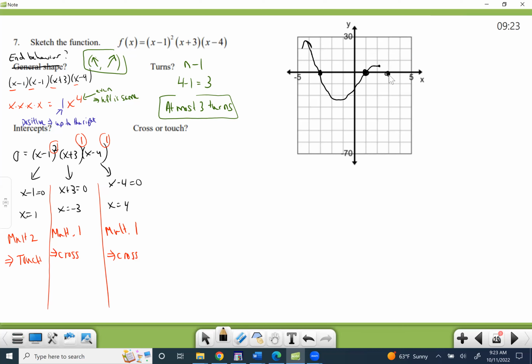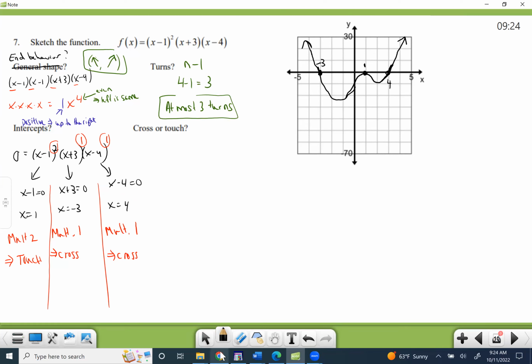Sorry, I got a little bit off here. Okay, so 1 and 4. It's one, that's the touch point, right? So I'm going to go to one and touch there, and then I'm going to cross through 4. Let me just recap. X equals one is going to be a touch. You go to where X equals one, it indeed looks like we just touched. X equals -3 and X equals 4 are crosses. So at -3 we crossed through, and at 4 we crossed through. We did not make it a touch point.